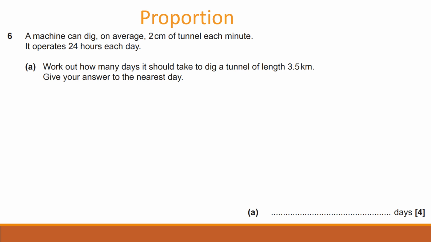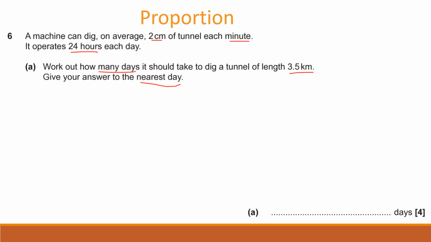the question. You're told in the question a machine can dig on average 2 centimetres of tunnel each minute, and it operates for 24 hours every day. Now in part A we've got to work out how many days it will take to dig the tunnel of length 3.5 kilometres. We want to know how many days, and we've got to give our answer to the nearest day. So we've got to be careful when we look at this question because the units are different.